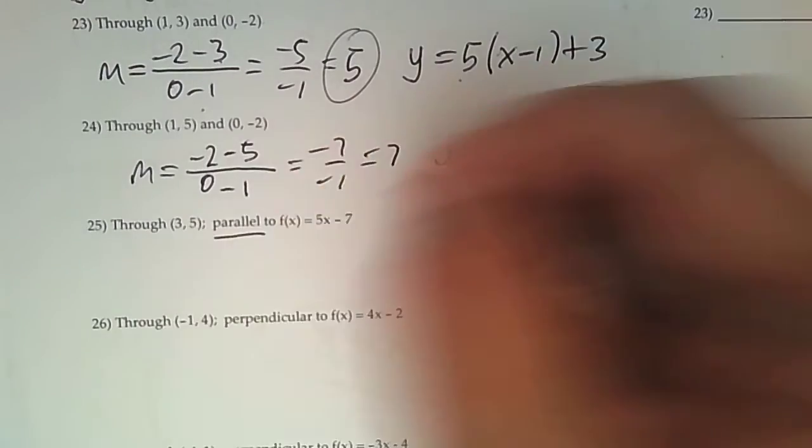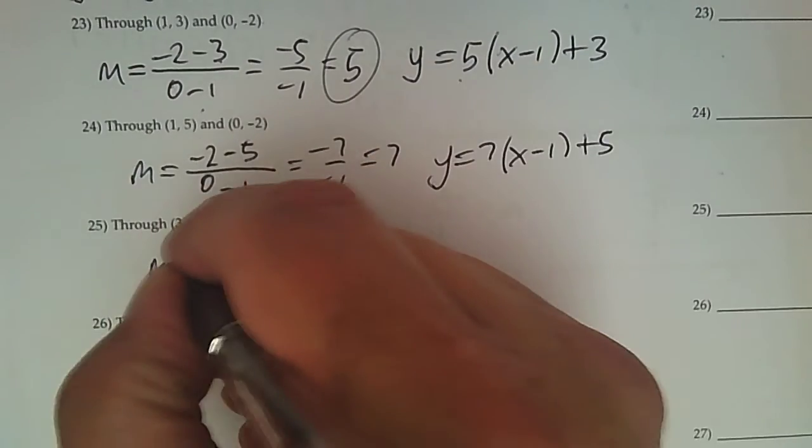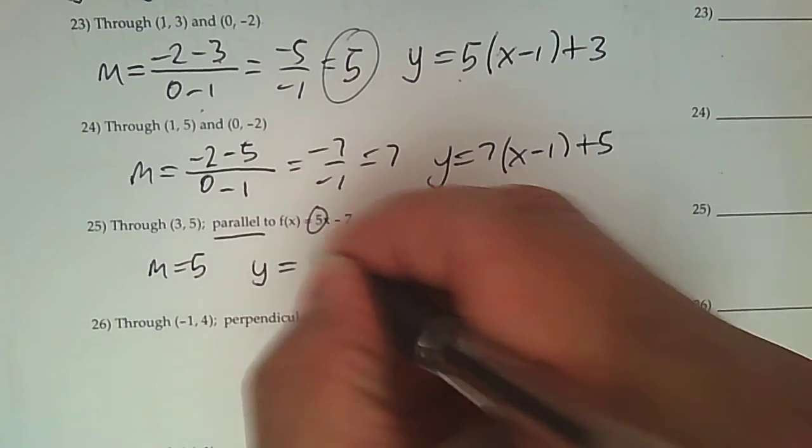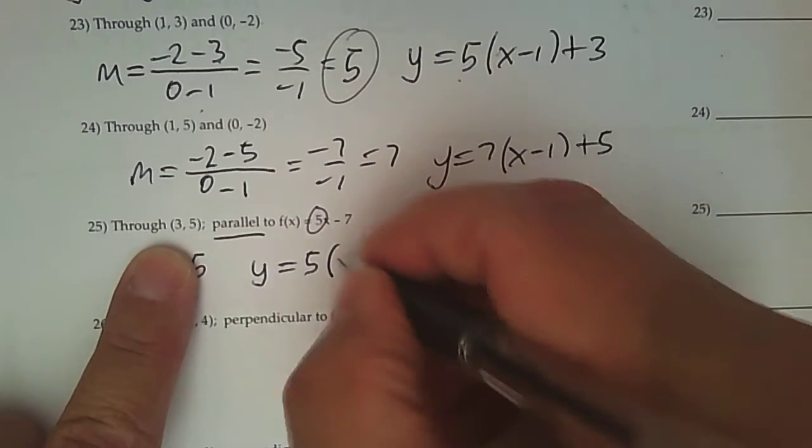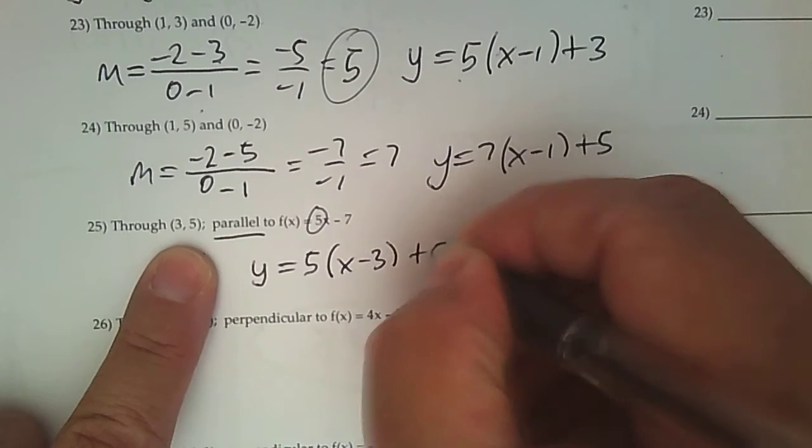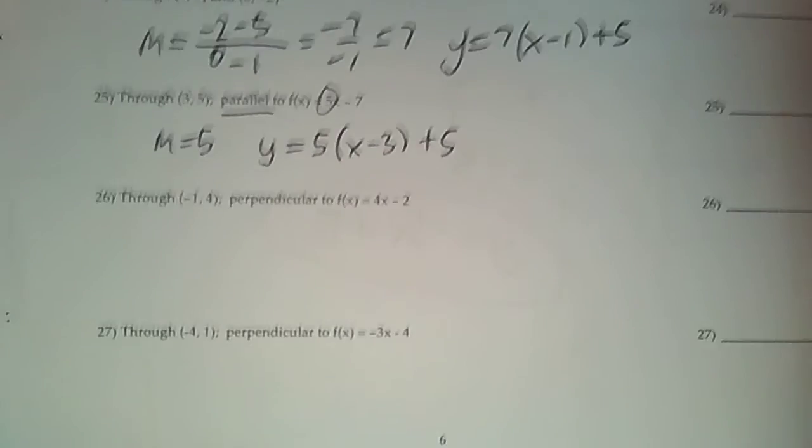The word parallel means the slope is the same. So our slope is 5, so our equation then would be 5, and then take the point, change the sign, keep the sign, and it's done.